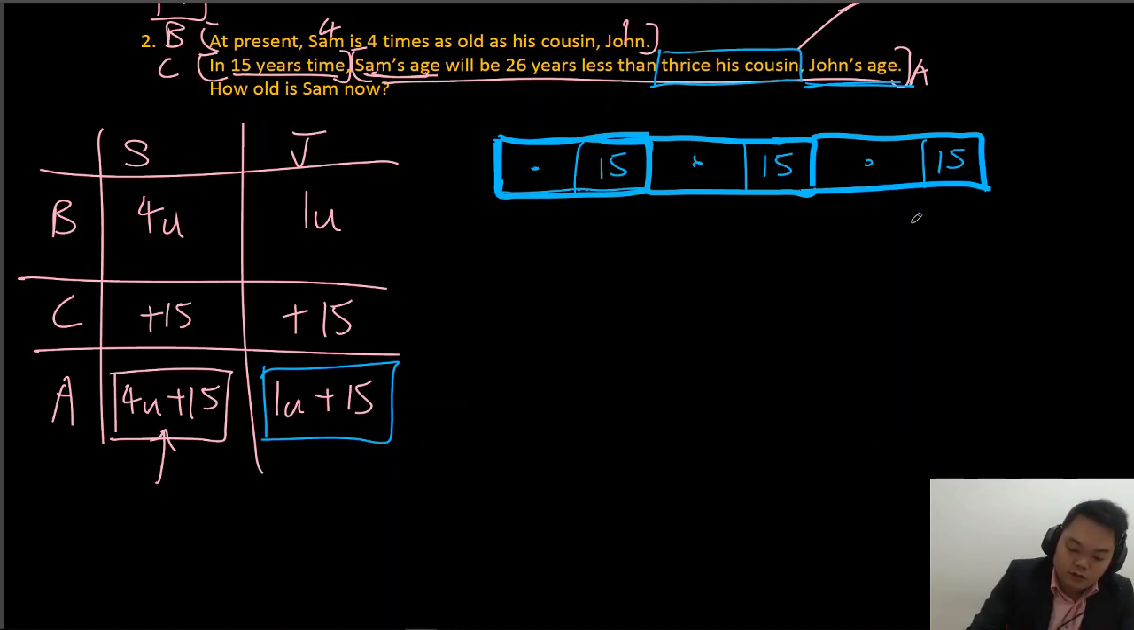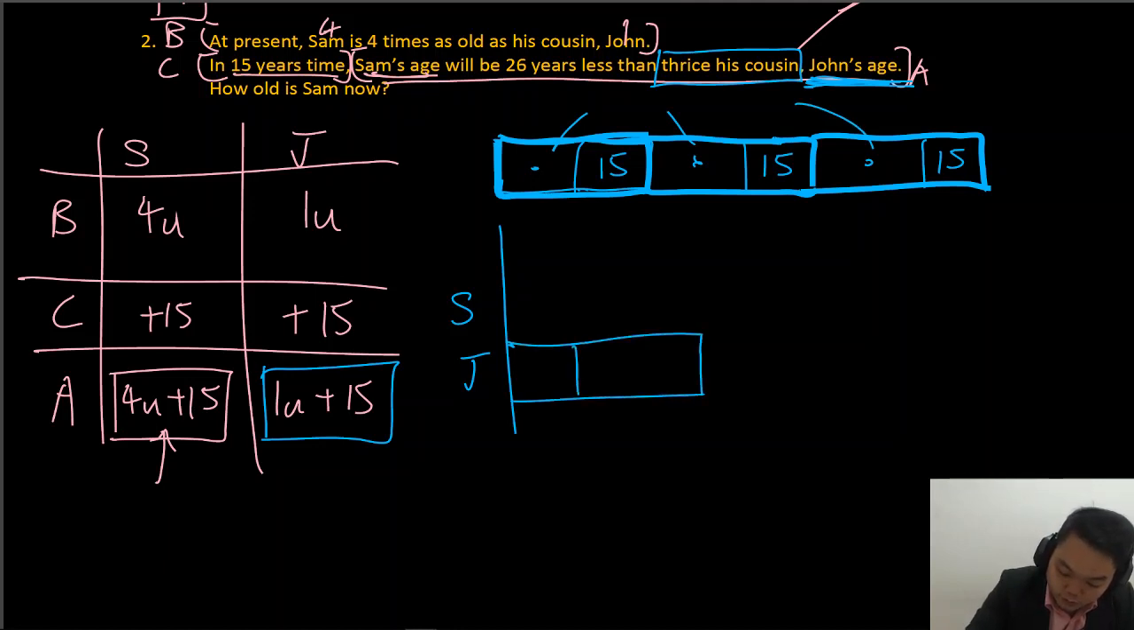Then this is 3 times of John's age, which means to say that we can combine them up, put all the units together, and put Sam's age over here. So for John's age, if we combine these units up together, we'll get 3 units here. And if we put all the numbers together, we'll get 45.